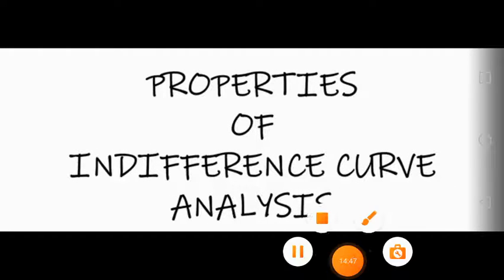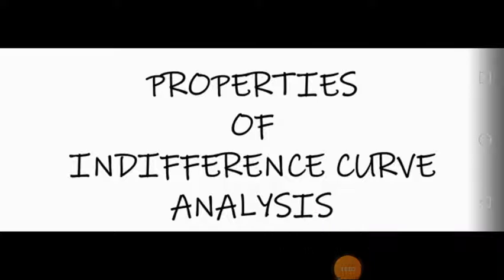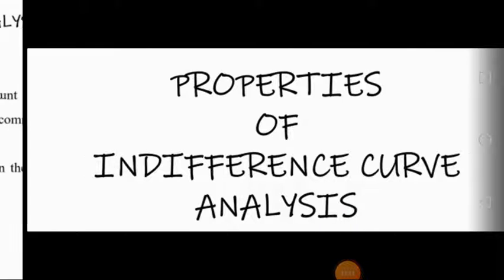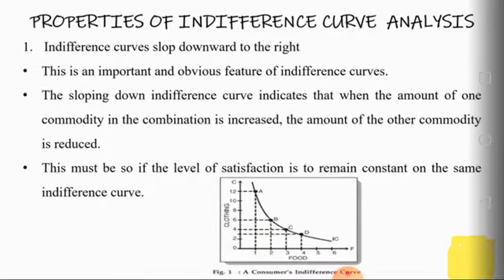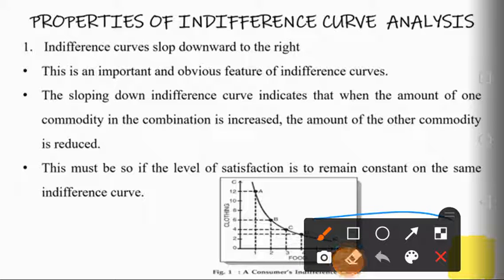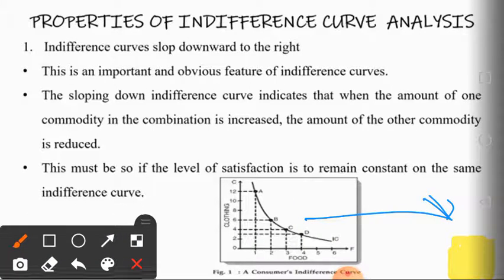The next one is a very important term and question: the properties of indifference curve analysis. Properties describe what this curve shows. So here we are going to discuss the properties. First, the indifference curve slopes downward to the right. That is a very visible one.